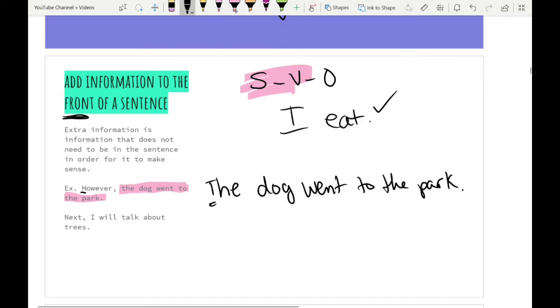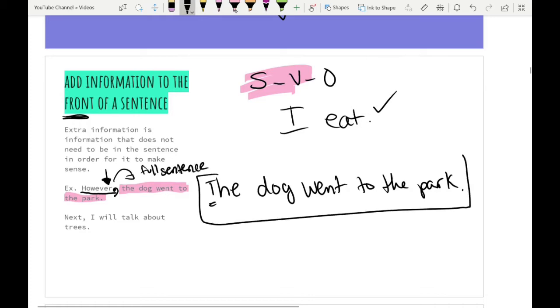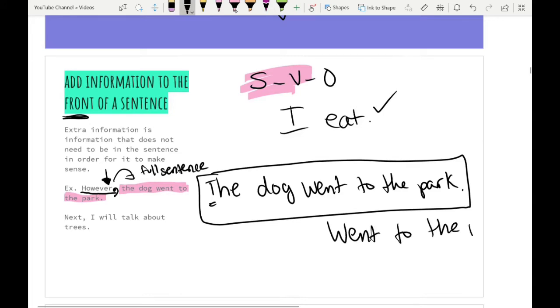Now in this instance, I'm adding a transition word. It's going to signify that it has something to do with the sentence before it. But this is extra information right there. So what we do is we just add that, and then we put our little comma in right there. You have to make sure that everything after this comma is a full sentence. So if you're not sure, write it down, see if it makes sense. Right? If I just said, went to the park, that right there would be incorrect. That would not be a correct sentence. This one right here is, because we have the subject right here and we have the verb right there.